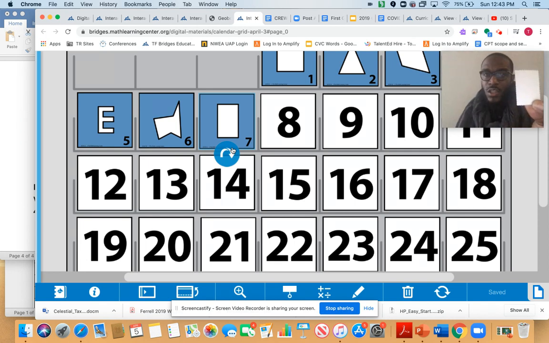A rectangle has two parallel sides, meaning they're equal, and it has four sides altogether. A rectangle does not have all equal sides. These two sides are equal, and these two sides are equal. That's why they have two parallel lines.